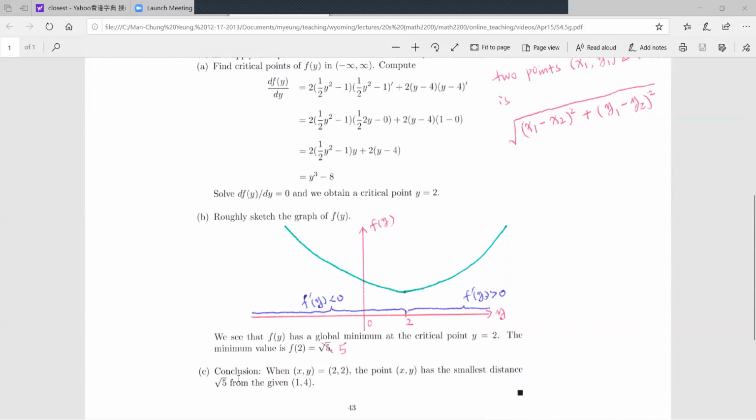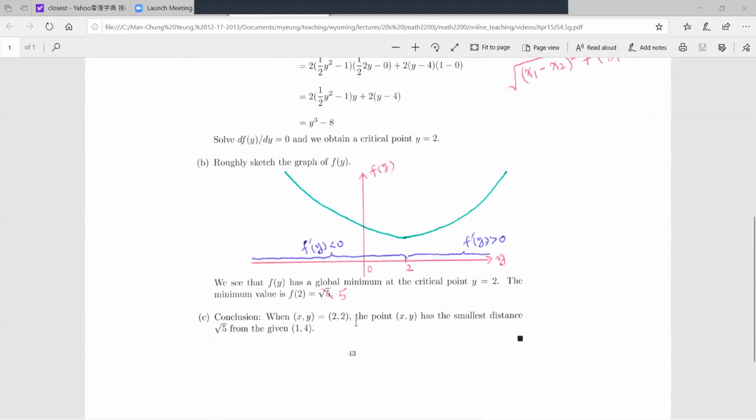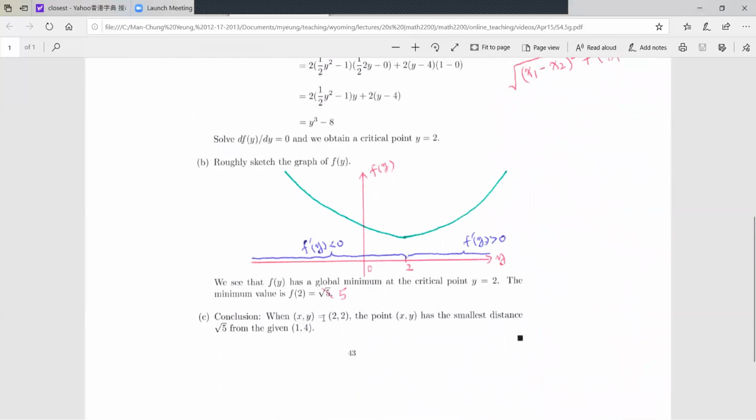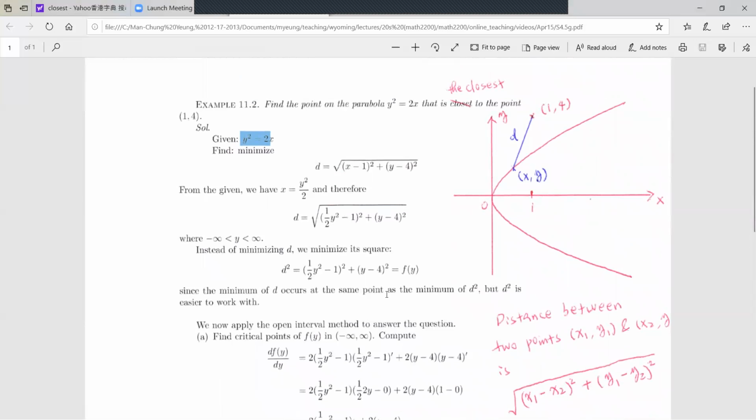So, make a conclusion. When y is 2, we can get the corresponding x from this equation. So when y is 2, x is 2, and this point is on the parabola. This point has the smallest distance from the given point. The distance is square root of 5. The point (2, 2) from the given point has distance square root of 5. From this equation, plug in 2, then the distance is square root of 5.